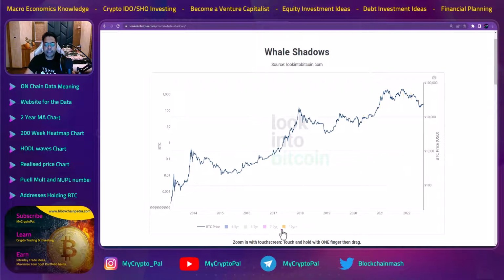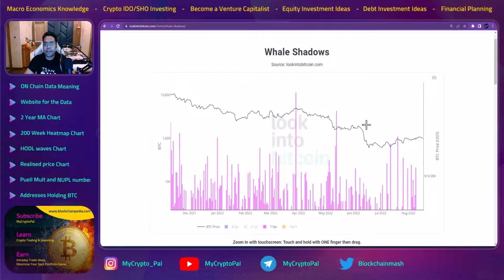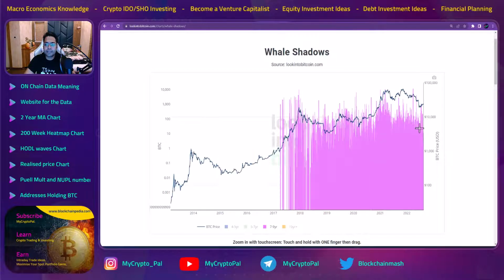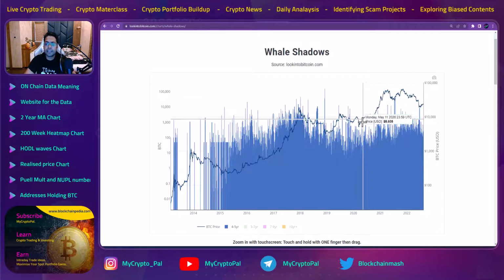Okay. Now if I close the 10 and click the 7 to 9 years, you can see it's the same. And you can see that currently a lot of these whales are active now. If you go to the 4 to 5 year, you can feel the presence there, and normally at the bottoms they are most active. You can see here at the bottoms they are most active because they believe in accumulation, and as the price starts going up they start selling.